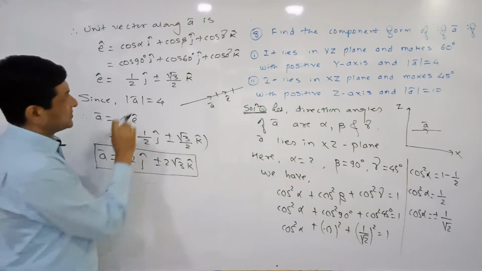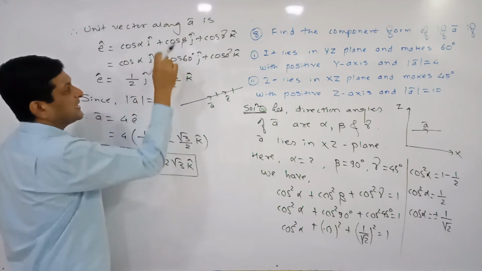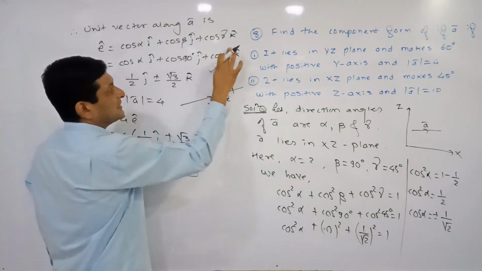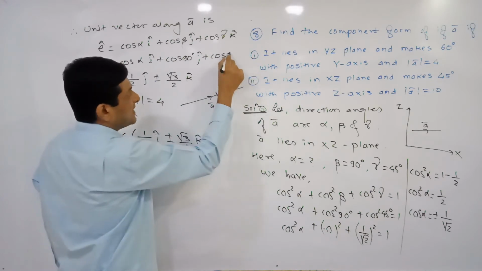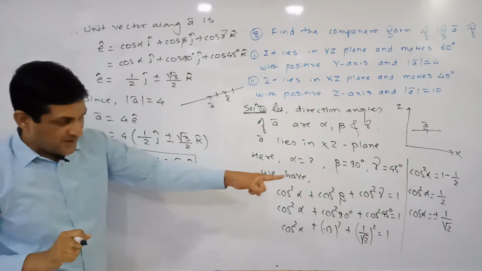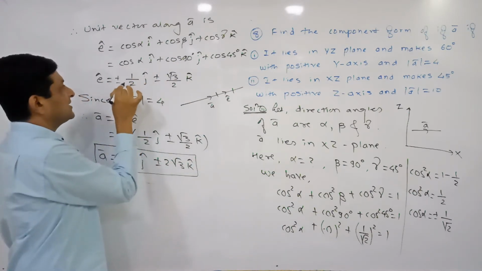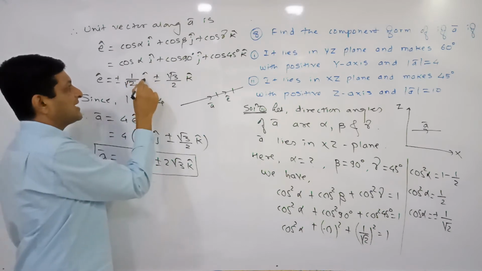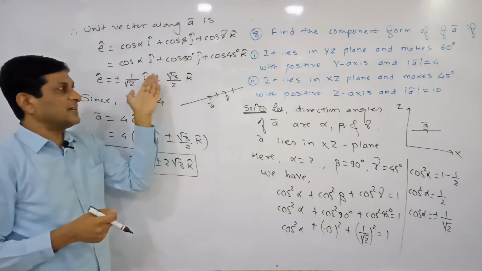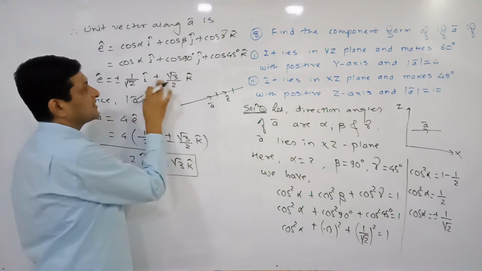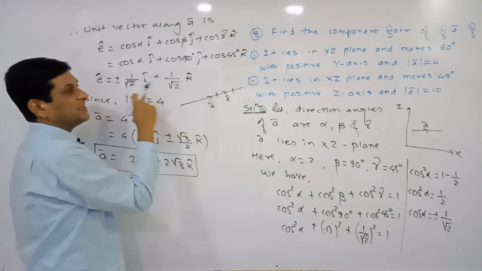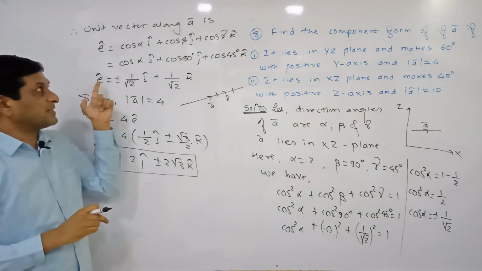Now substitute the values. So cos alpha, keep it as it is. Beta is given to us. What is the value of beta here? 90 degrees. And gamma is also given to us. What is the value of gamma here? 45 degrees. Keep k cap as it is. Now cos alpha, just now we have got the value, it is plus or minus 1 by root 2. Keep this i cap as it is. What is the value of cos 90? 0. 0 into j cap is 0, means the second term will become 0. And cos 45 will be equal to what? 1 by root 2. So in this way we have got the unit vector along a bar.